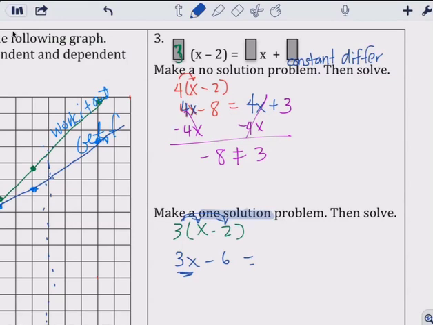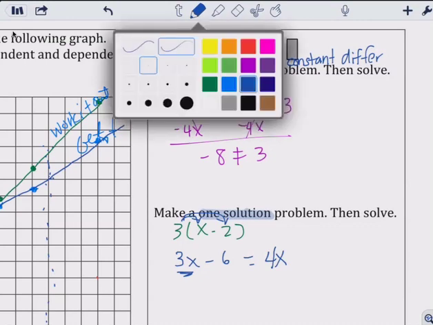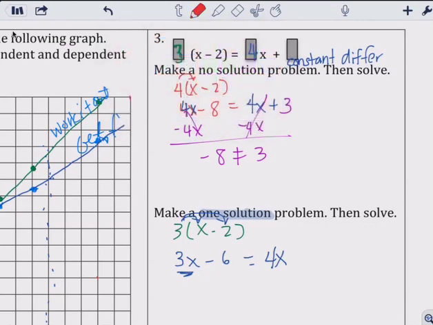So it can be anything. What do you guys want it to be? 4. Four? I was thinking that it was going to be infinite. Yeah, me too. I didn't read 4x. So it has to be different. The coefficient has to be different, and it can be anything for a constant. You can make up anything, 3x plus a negative 6.